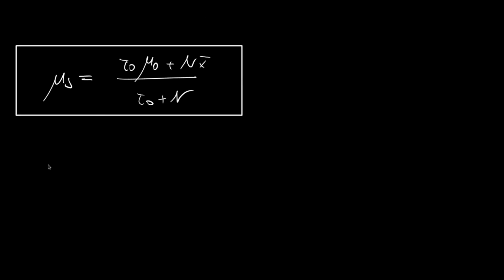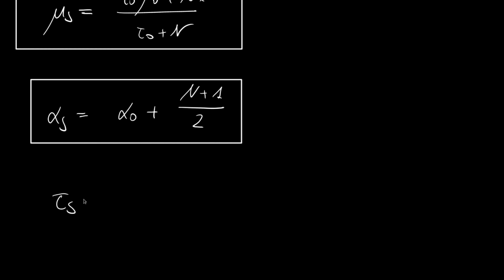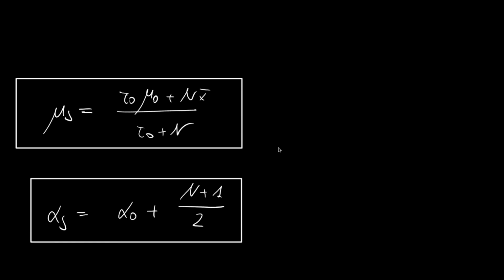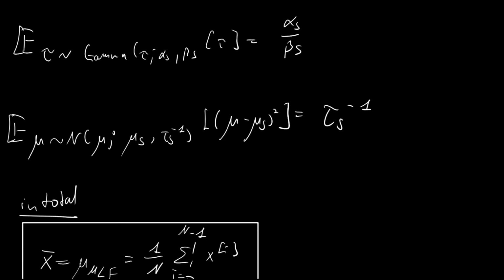Then let us first take care of alpha s, the first parameter of our gamma, and we found this to be alpha 0 plus n plus 1 over 2. So we can also just directly evaluate this. We know alpha 0, it's a hyperparameter, we know n, and the calculations are straightforward. Then we get the second parameter to our surrogate over mu, which is the tau s, and the tau s is tau 0 plus n, and then times the result that we just found, which is alpha s over beta s.